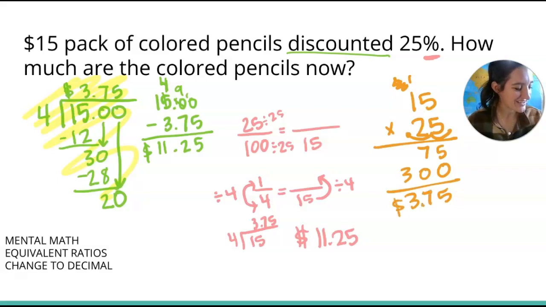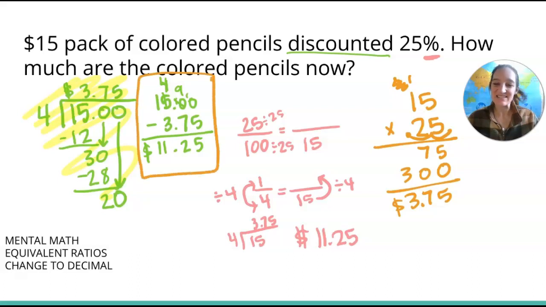All right, $3.75 is the 25%, but let's make sure, because it's a discount, we take it away from the 15 and subtract and get $11.25 for our total.